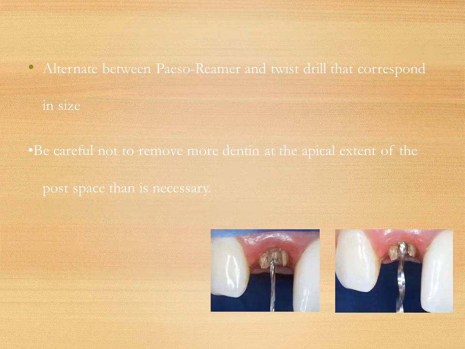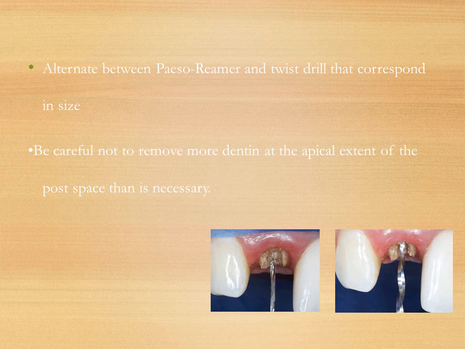Okay. And if you are not familiar with how to use the rotary instruments, you can start off with a number 1 piezo reamer, which is a very thin drill. And once you have prepared the space using the number 1 drill, then probably you can shift over to the dedicated twist drills which come with the post and core system.